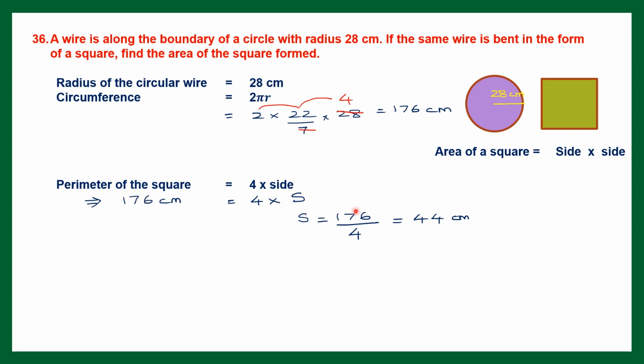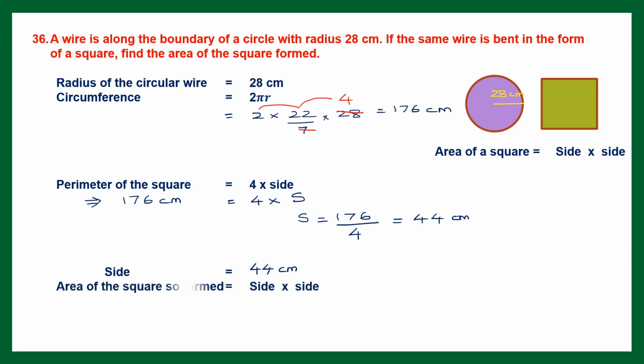So now we have found the perimeter of the square, 176 centimeters. With the help of that, we found the side of the square. So now that we have found the side of the square, we can find the area using this formula. So let's do that. So let's write side is first equal to 44 centimeters. Remember, we found the side.